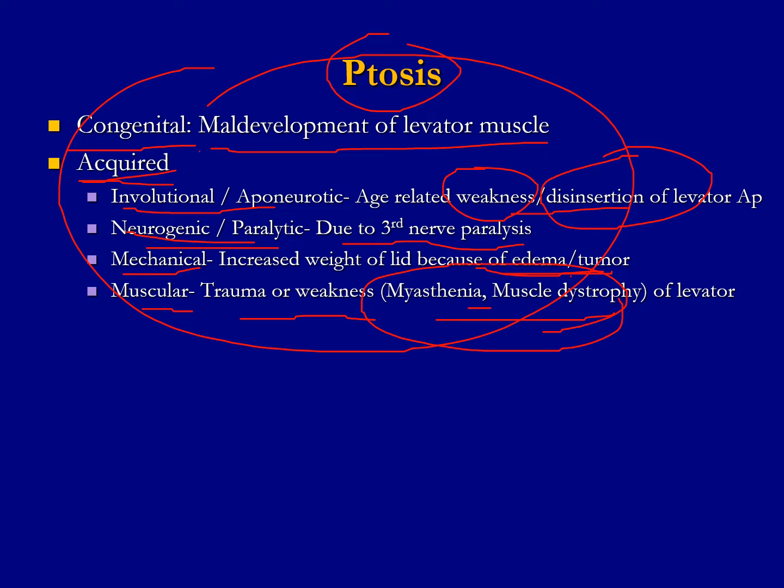So congenital ptosis is because of maldevelopment, and acquired ptosis is either because of weakness or disinsertion. Neurogenic ptosis is because of third nerve paralysis, so the other signs and symptoms of third nerve paralysis will be present. Mechanical ptosis is because of increased weight, and muscular ptosis is because of weakness of the muscle due to different diseases. Now the next few MCQs will be based on this slide. Let's start.